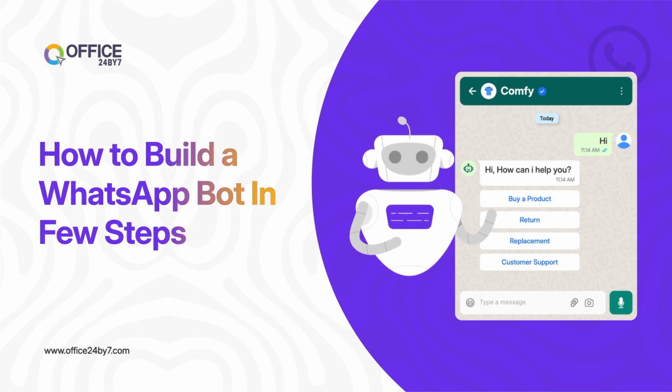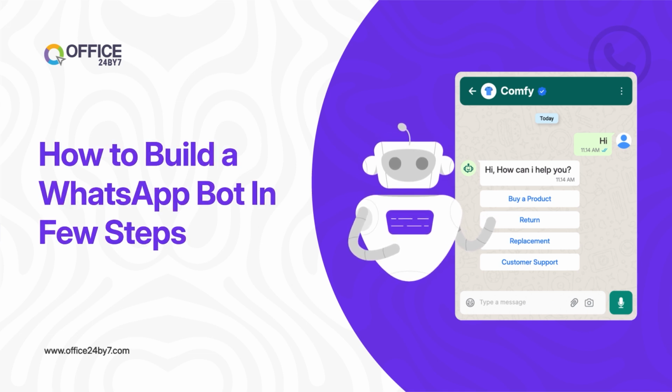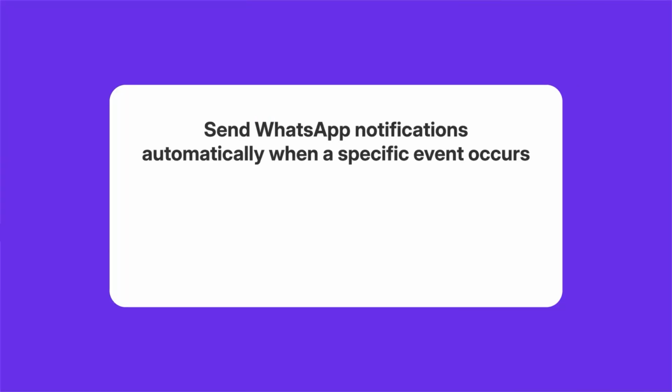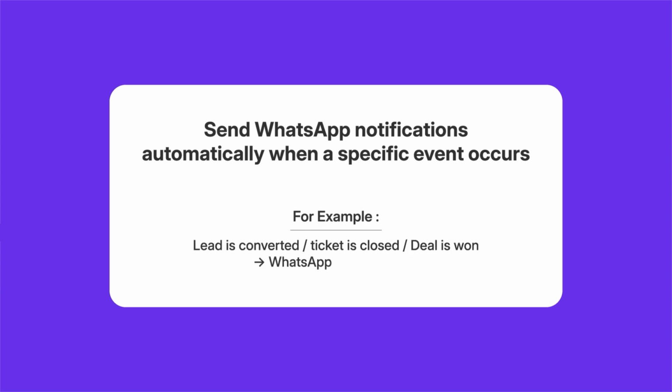using automated conversations. This time, we're focusing on another use case of WhatsApp automation, sending notifications automatically when a specific event occurs. For example, you can set up notifications for your internal teams or customers whenever a lead is converted, a ticket is closed, or a deal is won.